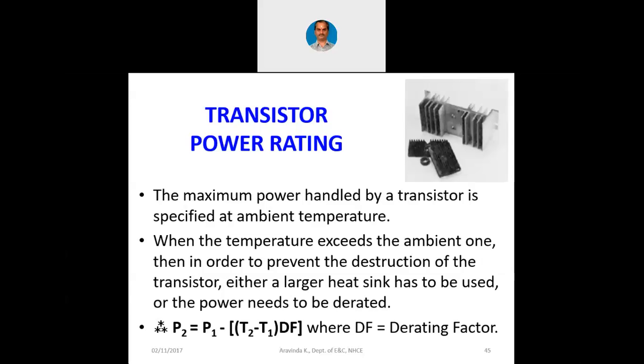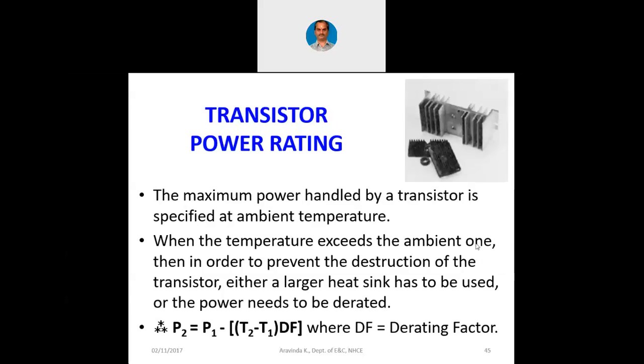This also I have already told you many times. When the transistor is working in the circuit, it has to have a maximum power of only 1 watt. But it has to be rated at 2 watts, because there must be 50% additional safety for the transistor. Now, this transistor should be mounted on a heat sink.